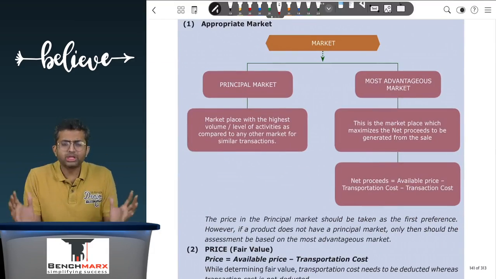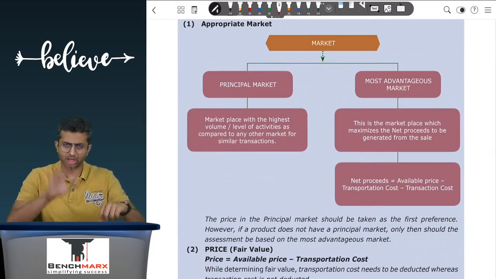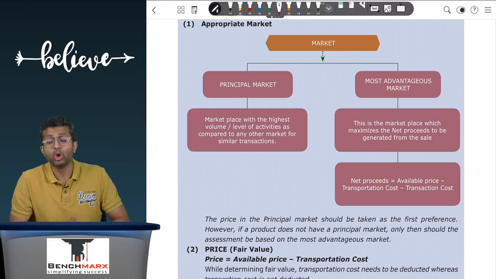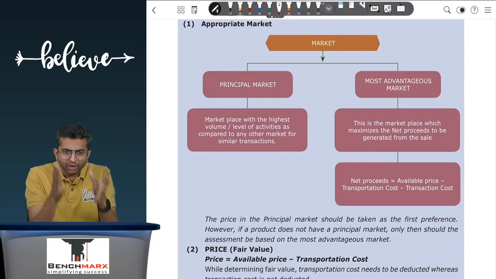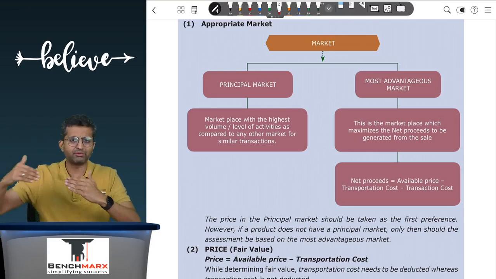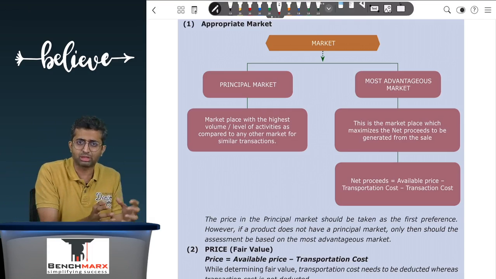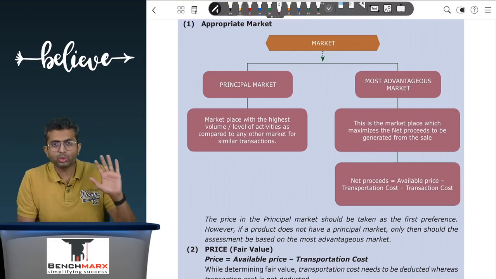Now once you determine what is the appropriate market, it may be principal, and if there is no principal, then most advantageous. Then comes the determination of fair value. Fair value, remember, as per 113 is calculated as the available price that you calculate using certain level 1, level 2, level 3 category inputs that you will study further. The available price that you calculate after considering the transportation cost, but without deducting the transaction cost.